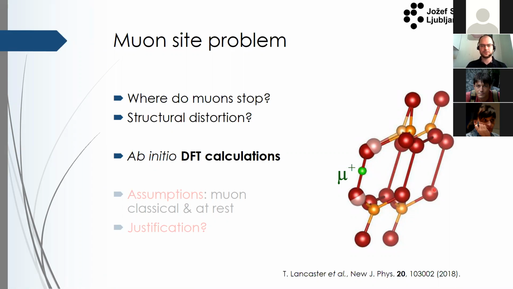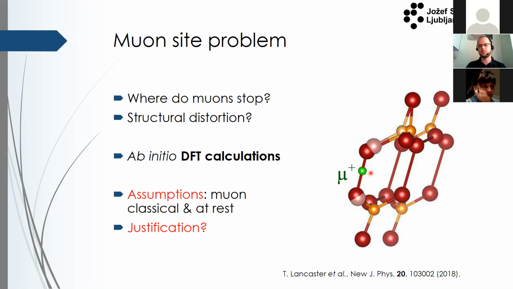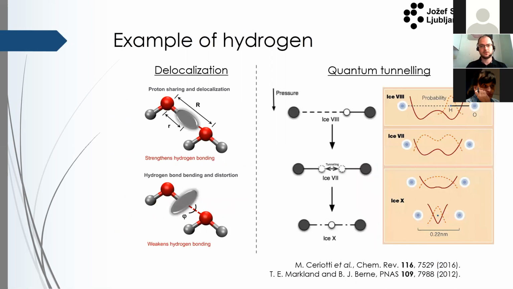There are just a few assumptions here. So what we assumed that the muon and all nuclei as well were classical particles that were at rest at their final positions. The only thing that was quantum mechanical here was how the electrons move around these nuclei, how they bind them chemically together. But we still assume that the nuclei are fixed in place and classical. Do we have any justification really for this assumption? That's the question. If we look at hydrogen, for example, and hydrogen bonds, we don't.